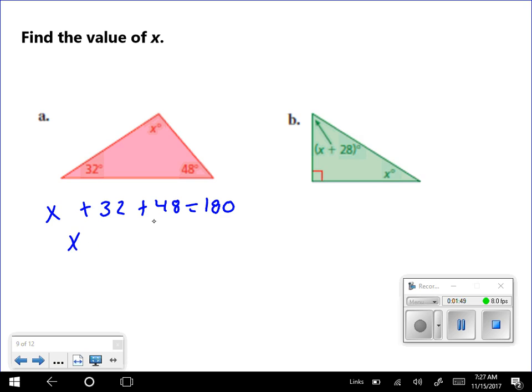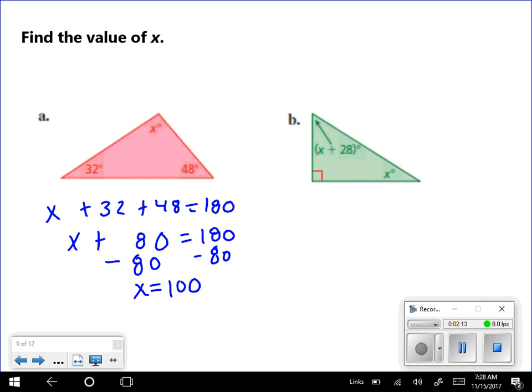So I'm going to add my like terms. 48 plus 32 is going to be 80. And then we're going to get x alone, so I'm going to subtract 80. So x is equal to 100. If I wanted to check that, I could just make sure 32, 48 plus 100 equals 180. Like I said, pretty simple. Good review though.